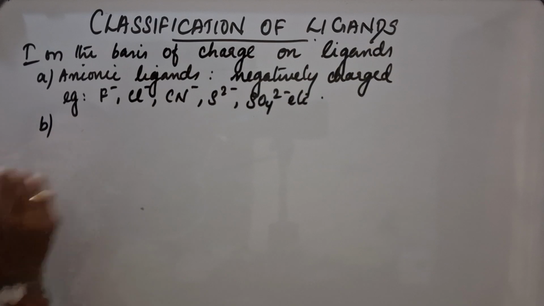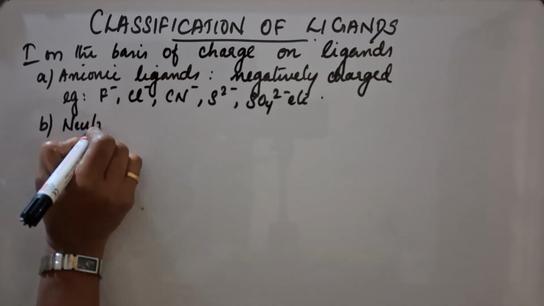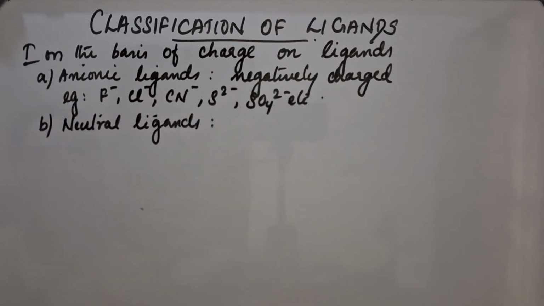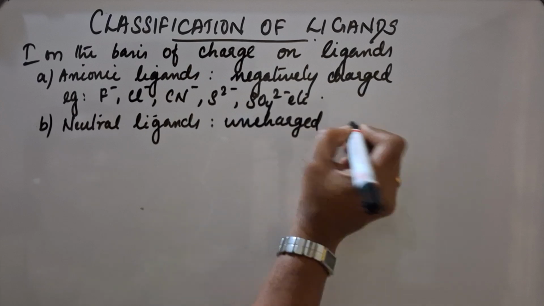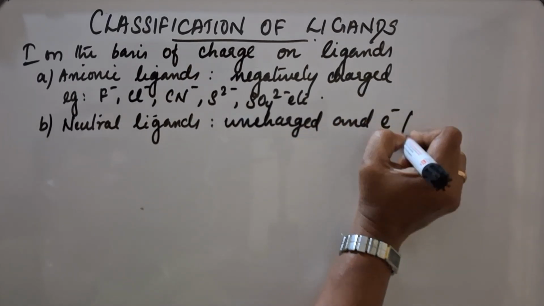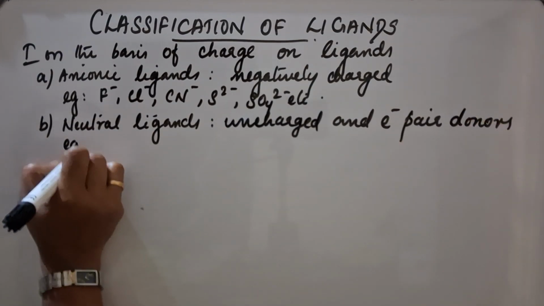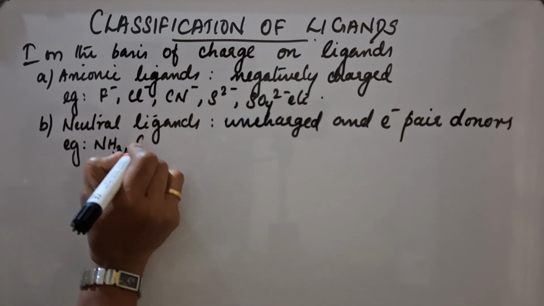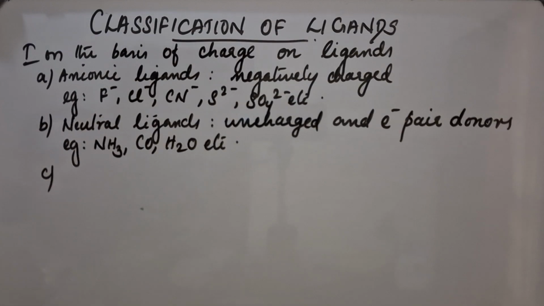The second one is neutral ligands. What are neutral ligands? They are uncharged and electron pair donors. Examples are ammonia, NH3, CO, H2O, etc.